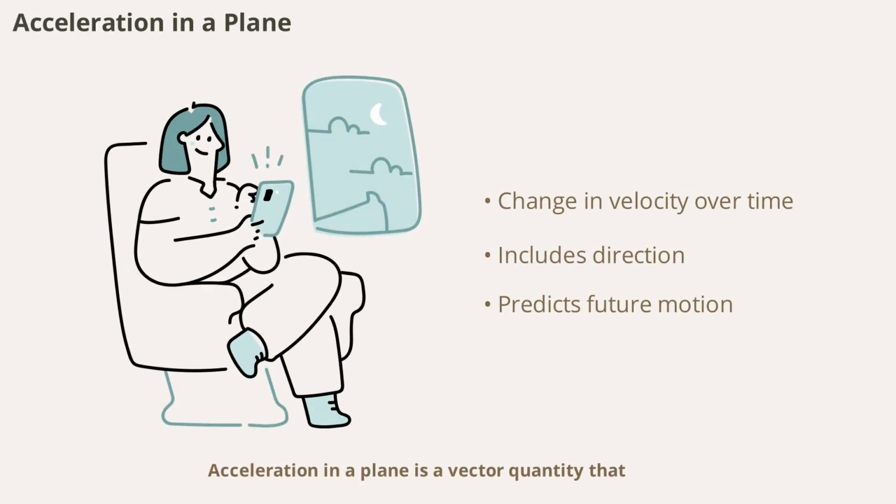Acceleration in a plane is a vector quantity that describes how the velocity of an object changes with time, both in magnitude and direction. It's essential for understanding how objects speed up, slow down, or change direction in two-dimensional motion. Analyzing acceleration helps us predict future motion and solve complex physics problems.